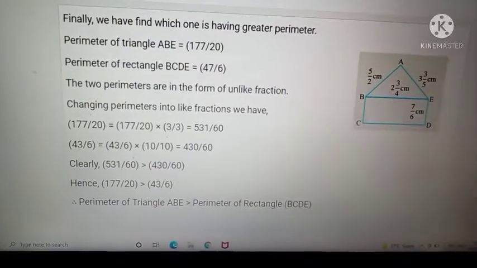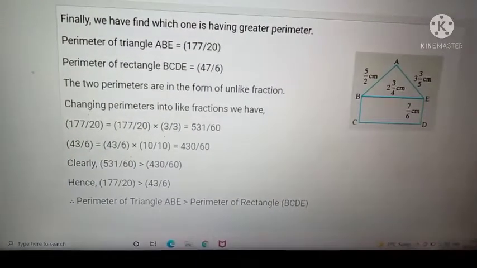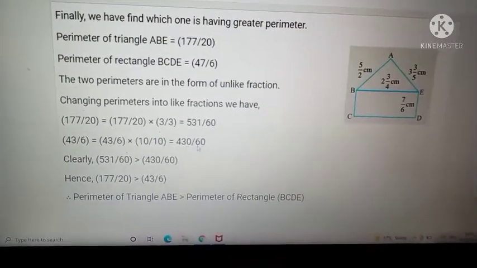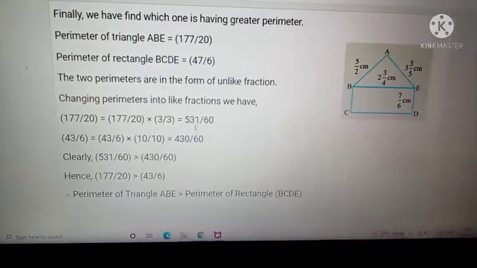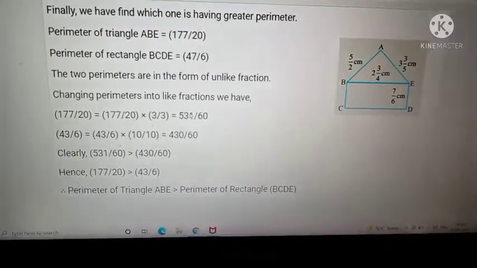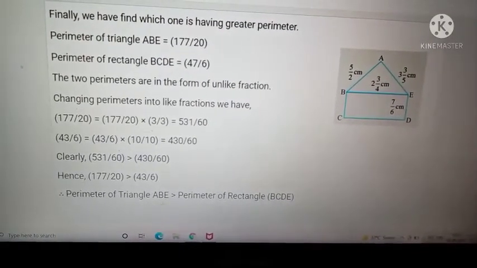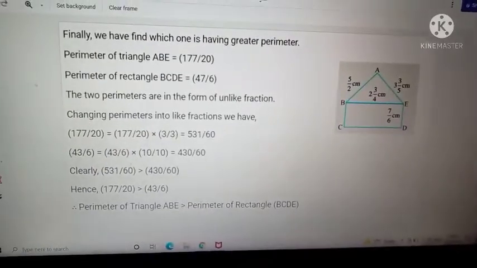531 by 60. 47 by 6, we are multiplying with 10. Then we will get 470 by 60. Now tell me which has the greater perimeter. Yes, triangle. Perimeter of triangle is greater than perimeter of rectangle.